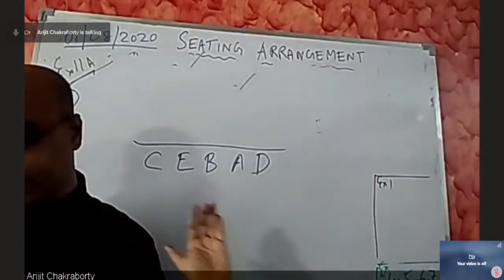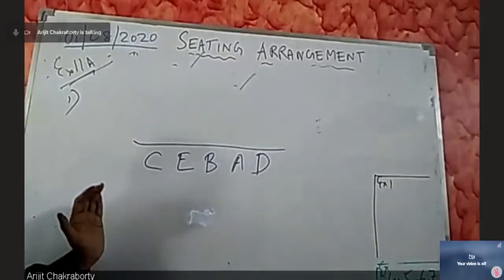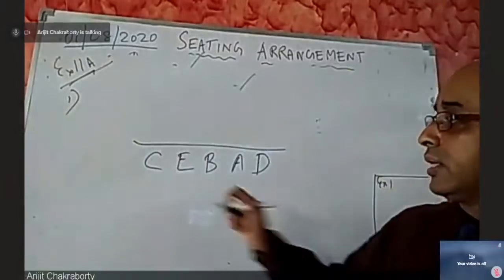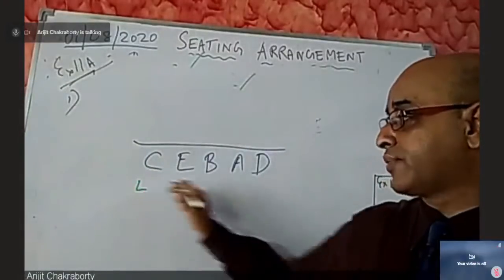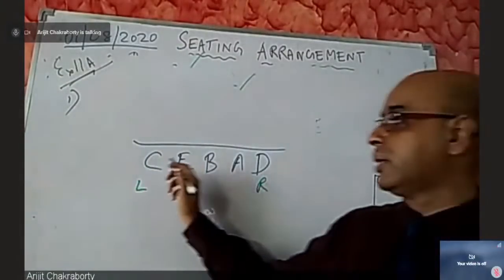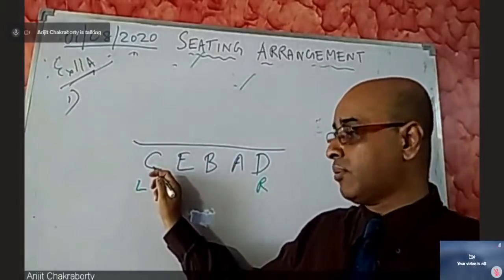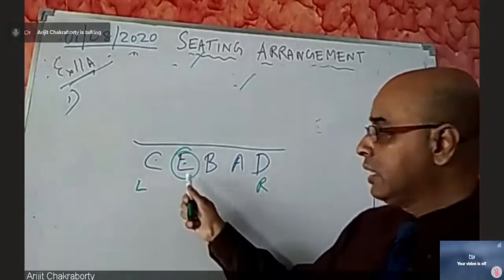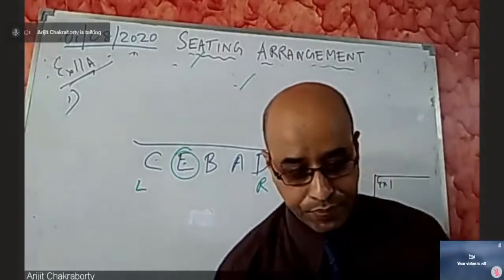Question is, who is second from the left end? Left end. The left end is this one. This is the left end. This is the right end. Left end is C. Second from the left end is 1, 2, E. So answer is E. E is second from the left end.